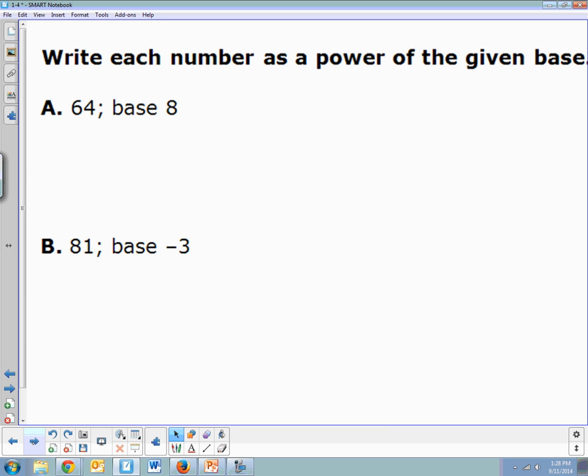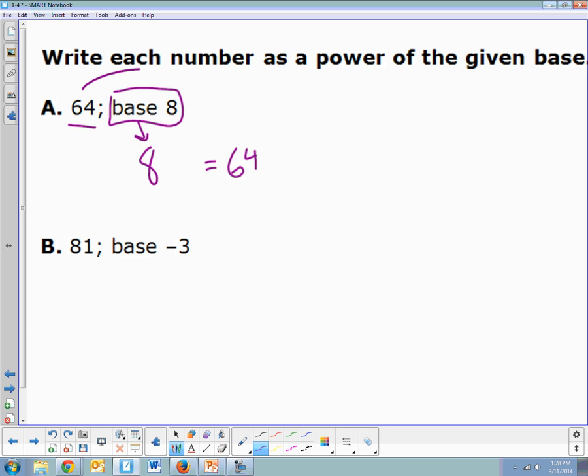Okay. Last one here. So I'm going to do one of these, and then I'd like you to try one on your own. I'll do A. It says, write each number as a power of the given base. It's a weird way of writing it, and it's a weird way of asking a question. What they're looking for is, if we know the base is 8, and we know the answer is 64, so they give us the base, and they give us the answer. We got to figure out what exponent would go here. What would you put for an exponent? Well, 8 times 8 is 64, so I know that 8 squared would have to be 64.